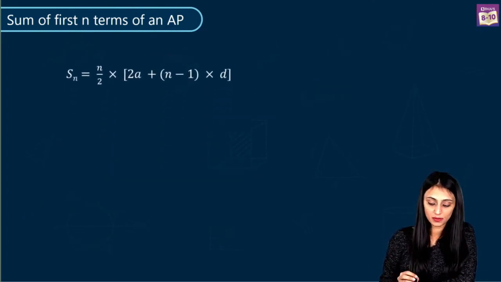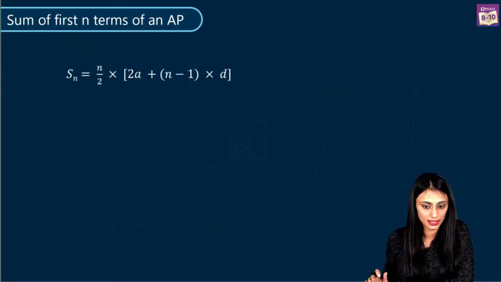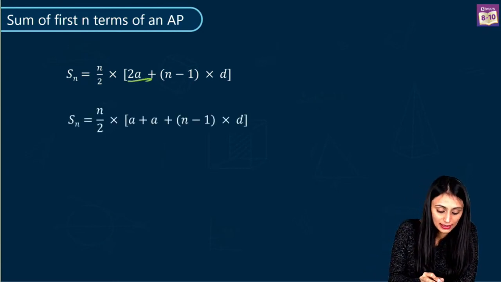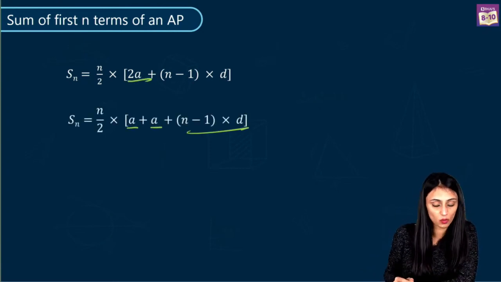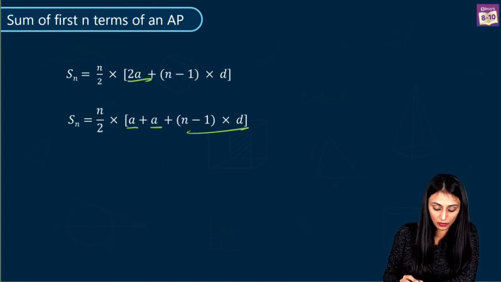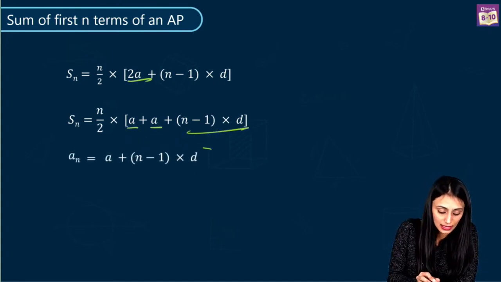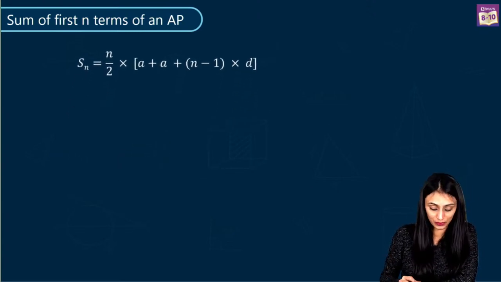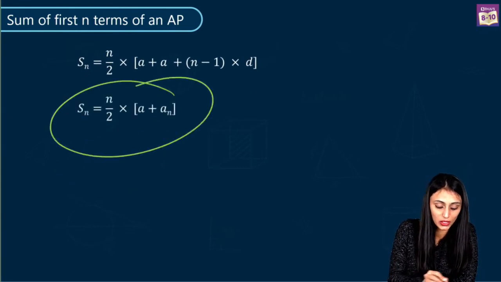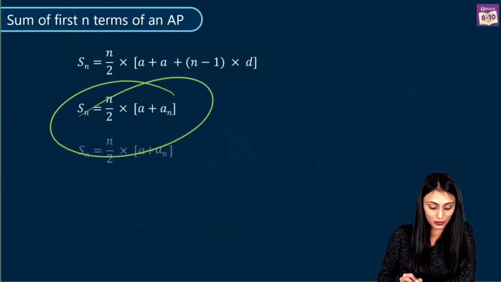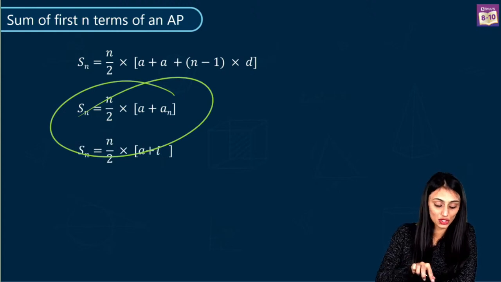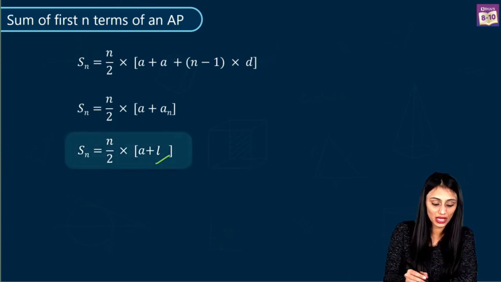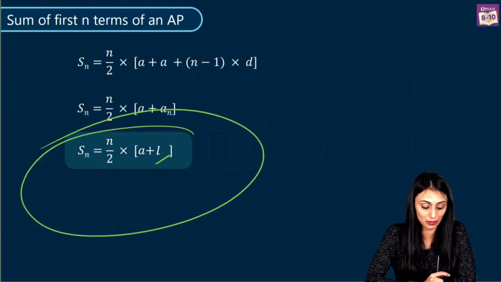So the sum of n terms, Sn, is equal to n by 2 times (2a plus n minus 1 d). This is what we know. Now, I can split it up so that it can be written as a plus (a plus n minus 1 d). We know that the nth term formula is a plus n minus 1 d. So this part I can replace with an, and this becomes n by 2 times (a plus an). The nth term is actually the last term. We can replace the nth term with the last term, L. So we have another formula: Sn is equal to n by 2 times (a plus L).